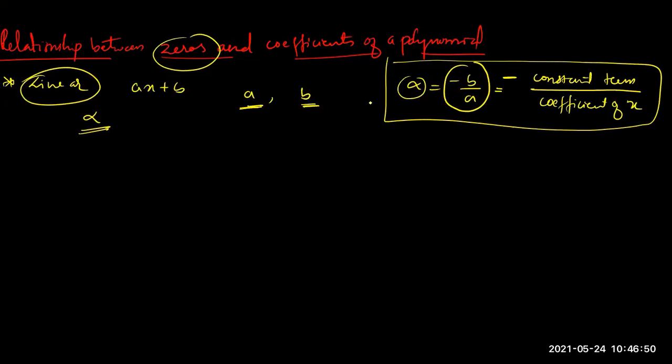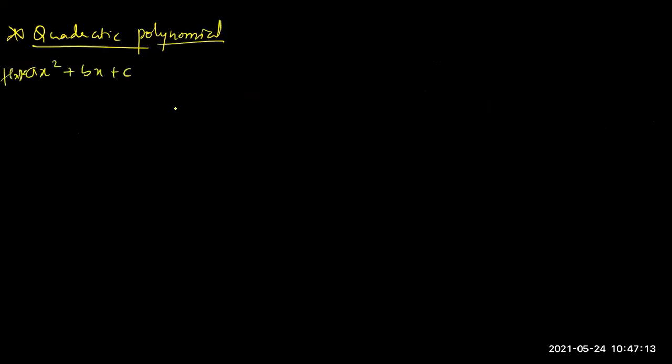So next we'll go to the quadratic polynomial. For a quadratic polynomial, for example, if you take f of x is equal to ax square plus bx plus c, this is one polynomial. How many zeros will it have? Two. One is alpha, one is beta.